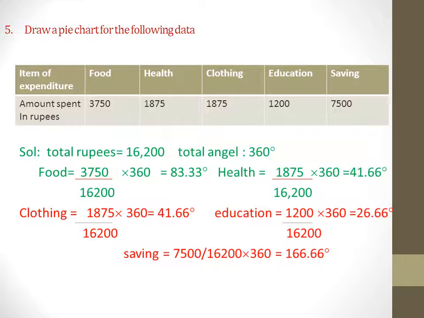Pie chart means we are taking a complete circle. A complete circle has 360 degrees. So we are dividing these 360 degrees into sectors. First, total rupees 16,200. So total angle 360 is equal to the total rupees 16,200. But food is only 3750.